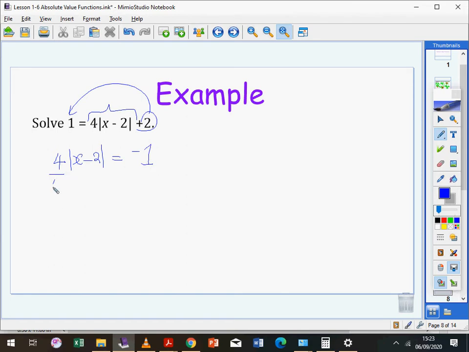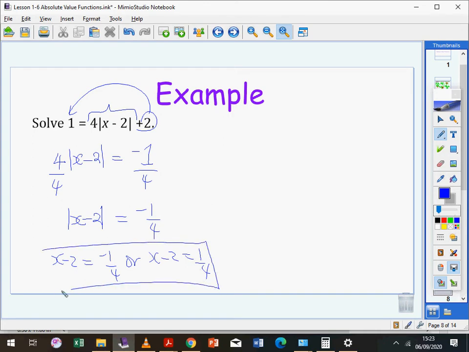I'm going to divide this by 4, divide that by 4, and I end up with x minus 2 is equal to negative 1 over 4. Now, I can go ahead from here and say x minus 2 equals negative 1 over 4, or x minus 2 equals 1 over 4. I can go through all of this pain and process only to get to the end of it and realize that it has no solution, and I can see that from this point where I have a negative sign on my output for this function.